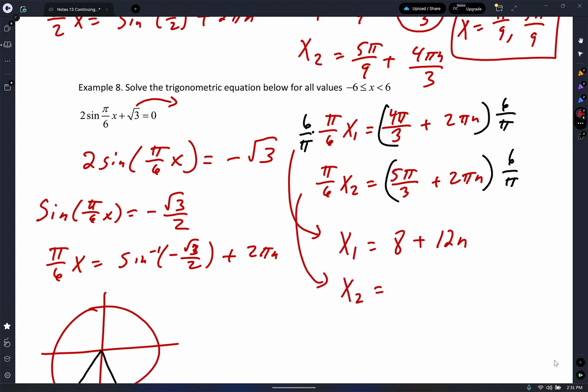Let's see. 3 goes into 6 twice. 5 times 2 is 10. All I'm doing is this, guys. I'm just distributing. Plus, pi's cancel out. 6 times 2 is 12n. Here are my answers. One answer is 8. I said all because there's a negative answer in there, but I already wrote 8, so that's fine.